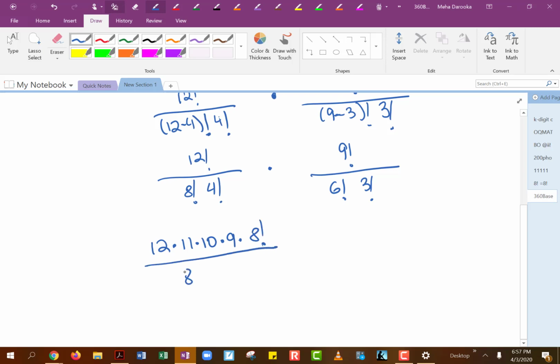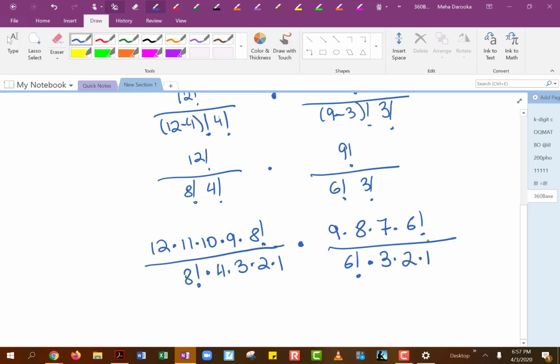And then we are going to be multiplying by 9 factorial. So that's 9, 8, 7, and again stop at 6 factorial. And then you've got 6 factorial, keep it as it is, and then write out the 3 factorial, which would be 3 times 2 times 1. Okay, so let's see what we can cancel out. 8 factorial and 8 factorial cancels out.